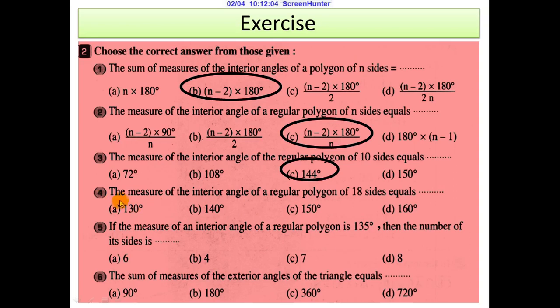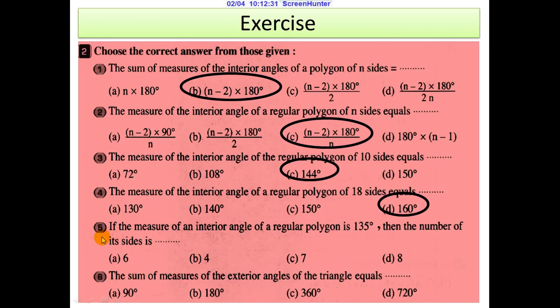Number 4, the measure of interior angle of a regular polygon of 18 sides. By doing the same previous step, we use the same rule to find the measure of one interior angle of a regular polygon which has 18 sides. By using your calculator, it will finally equal 160 degree. Letter D.